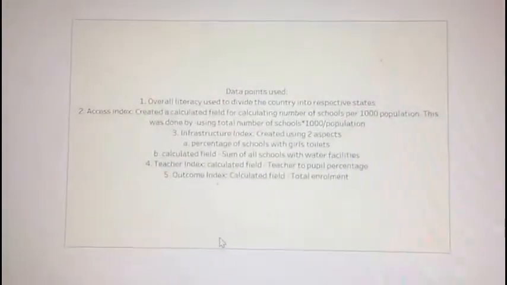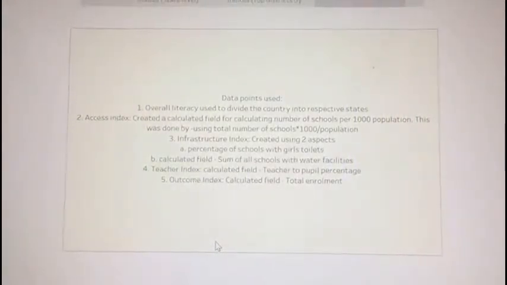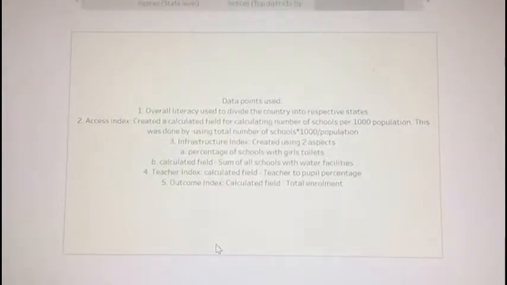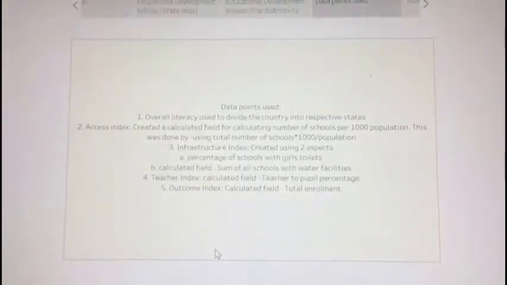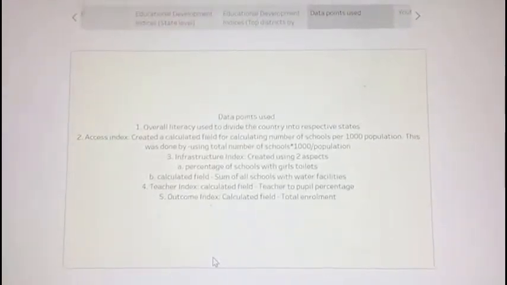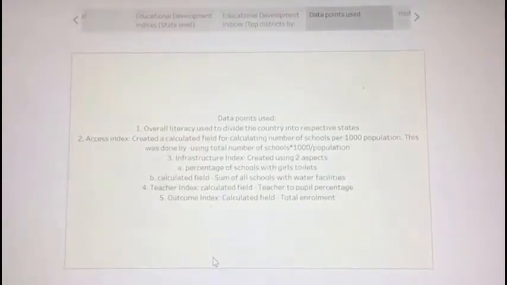Lastly, these are the data points that we used. We used the overall literacy for grouping into the states, and for access index we created a calculated field using the total number of schools and the population. For infrastructure index we used 2 aspects: one, the percentage of schools, which was already given, and the second one, which is a calculated field, which is the sum of all schools with water facilities.